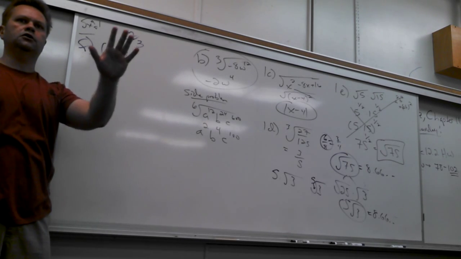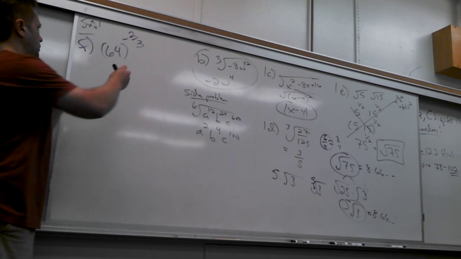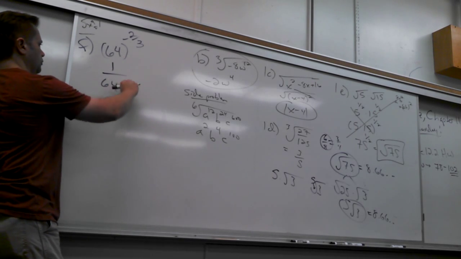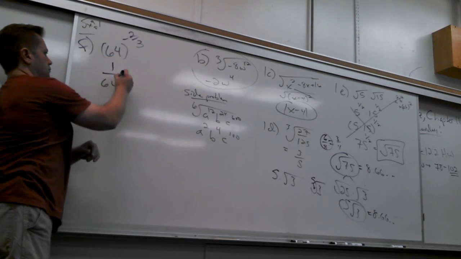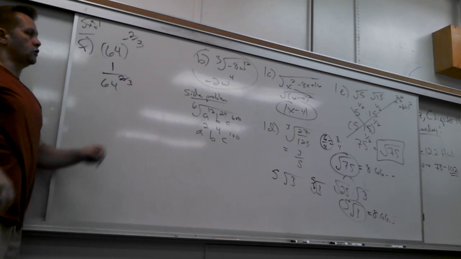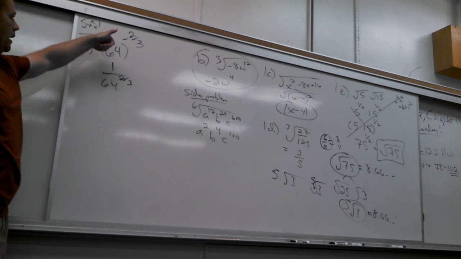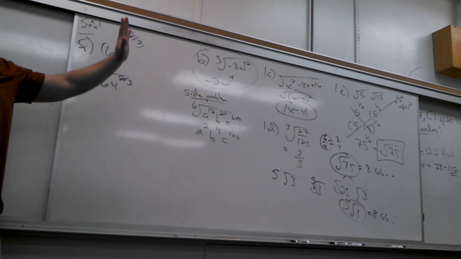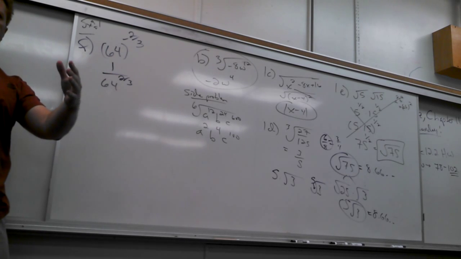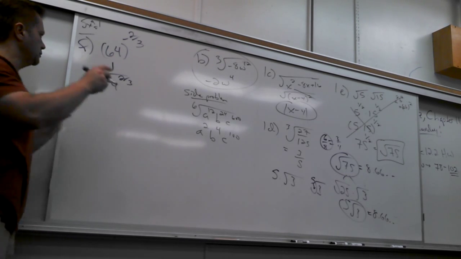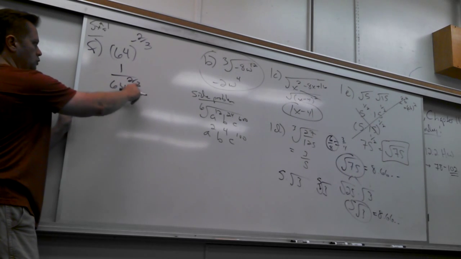What does the negative power do? Flip it. So I'll make it 1 over 64, but what do I still have to raise it to? 2/3. So I did the negative power, bam, and I still have to do the 2/3 power. I haven't done that yet. Do you guys see that? All right, good. Now here's where what I said earlier comes into play. Which one of these is the root?